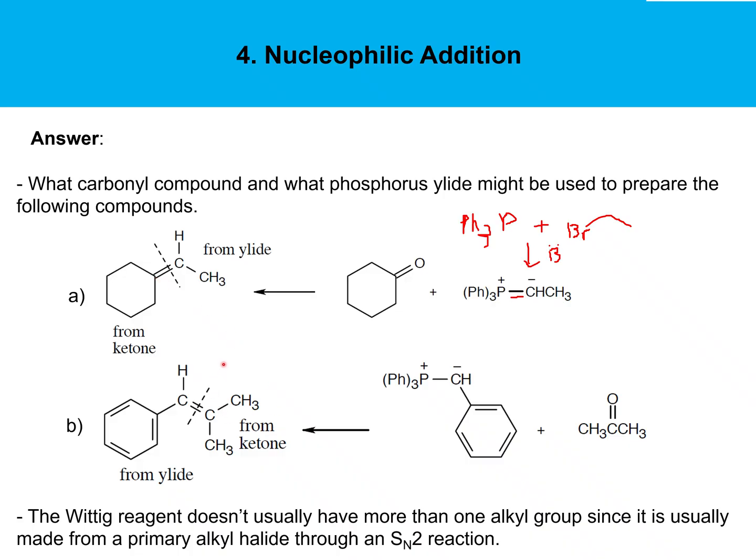In the next example, again, if we split the double bond, we can make one side a ketone and the other side an alkyl halide. Given that this carbon has two alkyl groups, we want to turn that into a ketone, which would be acetone. And then on the left side, the carbon has a hydrogen and a phenyl ring, so that would be a primary alkyl halide we can use to make the following Wittig reagent.